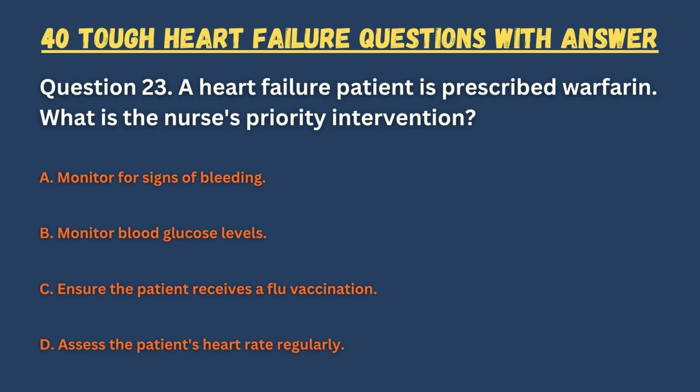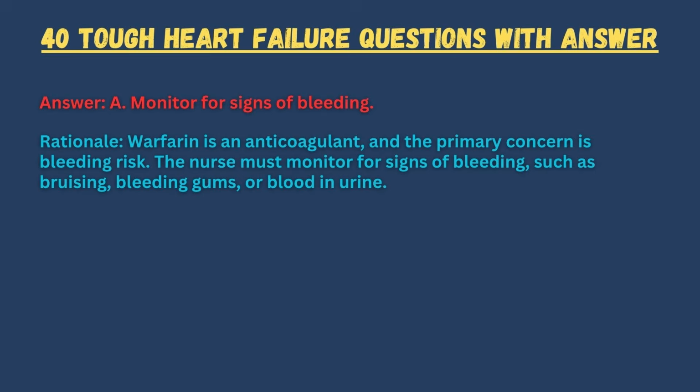D. Assess the patient's heart rate regularly. Answer: A. Monitor for signs of bleeding. Rationale: Warfarin is an anticoagulant, and the primary concern is bleeding risk. The nurse must monitor for signs of bleeding, such as bruising, bleeding gums, or blood in urine.